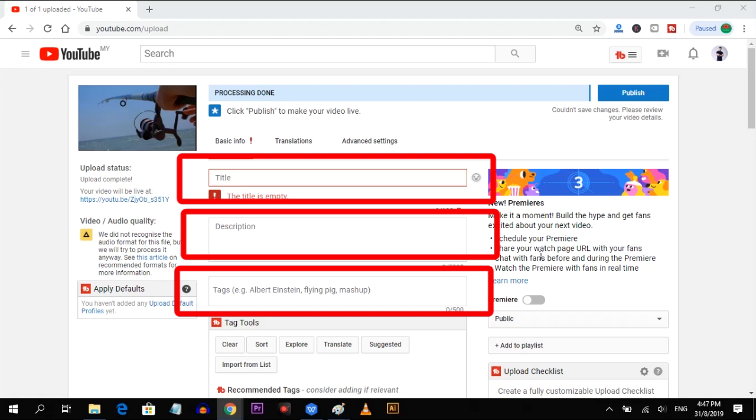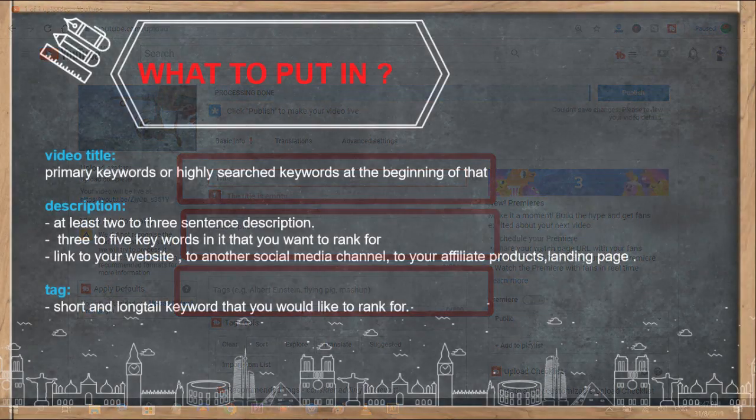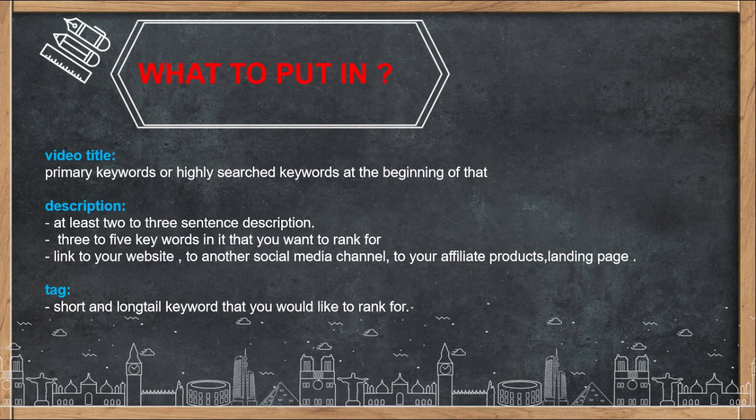So similar to a website, you want to optimize that title. By doing this, you will place primary keywords or highly searched keywords at the beginning of that video title. Next, you want to type at least 2 to 3 sentence descriptions. Again, with 3 to 5 keywords in it that you want to rank for, and make sure to always include a link to your website, to another social media channel, to your affiliate products, or to your email subscriptions sites.